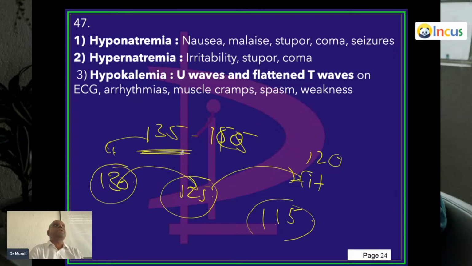Hypokalemia है तो yesterday we have seen U waves, flattened T waves, muscle cramps, very common. Suddenly this muscle, that muscle will catch like a crocodile. So commonly people with muscle cramps, what will you tell? Eat banana. बनाना में पोटेशियम रहता, रोज 2 बनाना खाए तो नो मोर क्रैम्प्स.